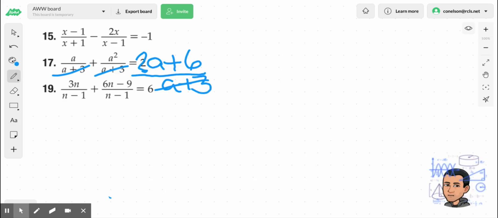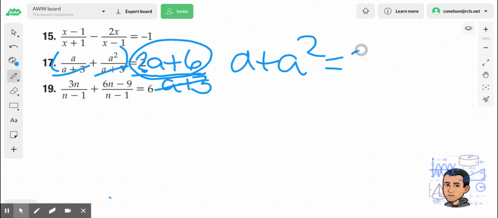Or in other words, if you would just multiply the left side times a plus 3 and the right side times it, then you'd get that. So we should have this now, where we should have a plus a squared equals 2a plus 6. Now you got to get everything on the same side.